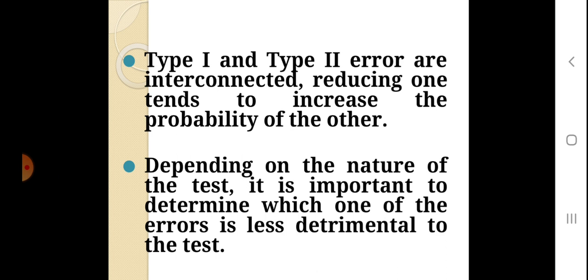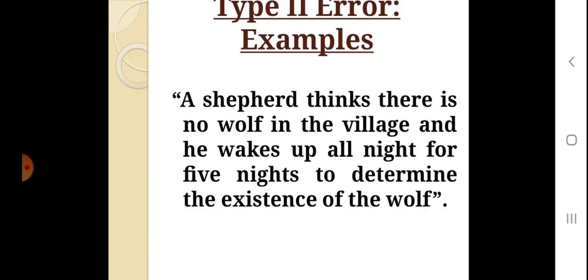Okay, dear students, from the above discussion we can say that type 2 error occurs when a researcher accepts the null hypothesis when it is false. The last concept is the type 2 error example.